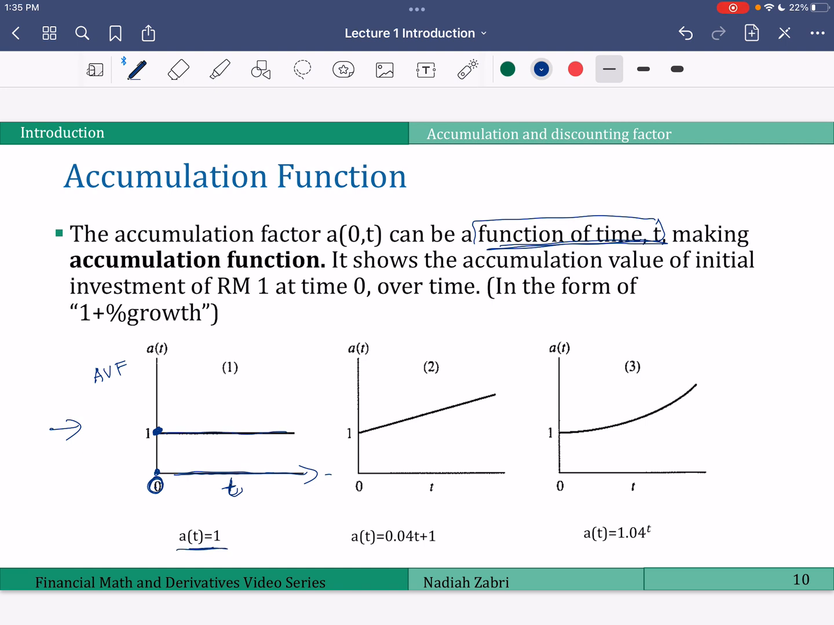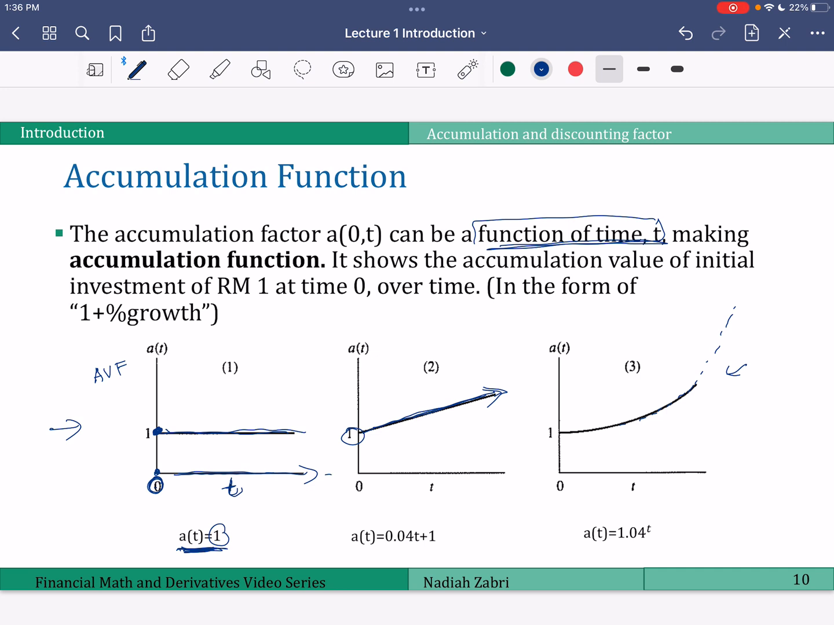For our first accumulation function here, it is a constant, so it's a flat line. Second, it is an increasing line, but it's a linear progression, and then this one is an exponential progression. So this one means our 1 ringgit grows as a straight line, and this one, our 1 ringgit grows exponentially. Here you can see the speed of the growth keeps on increasing. It gets steeper and steeper and steeper.